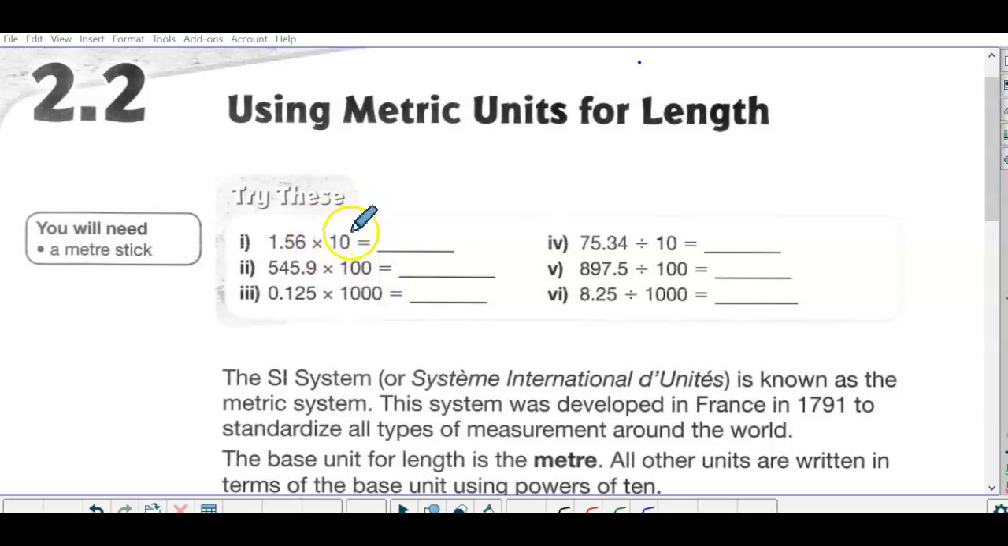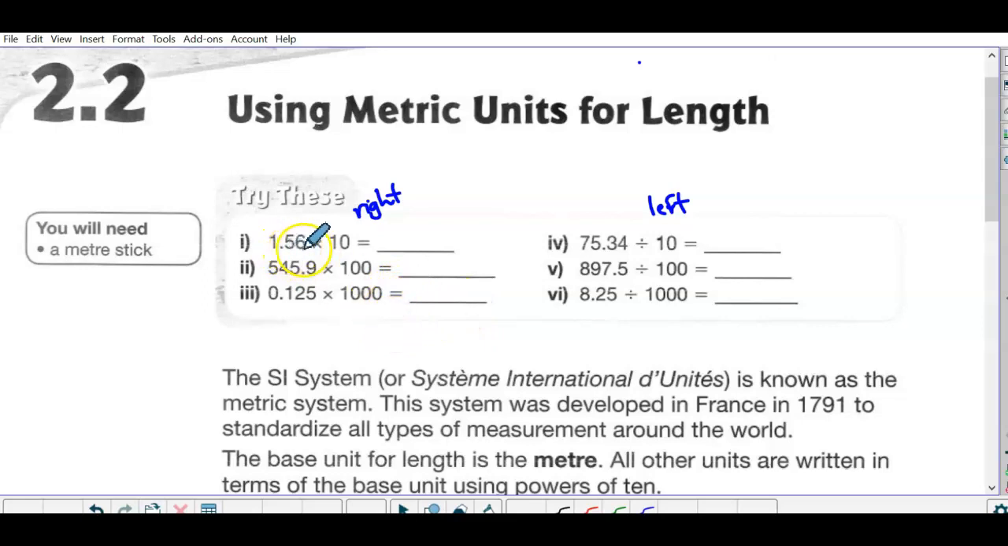So remember, if you're multiplying by a power of 10, you look at what the exponent on 10 is, or how many zeros there are. If you're multiplying, you move the decimal to the right. If you're dividing, you move the decimal to the left. So they've separated these into columns.